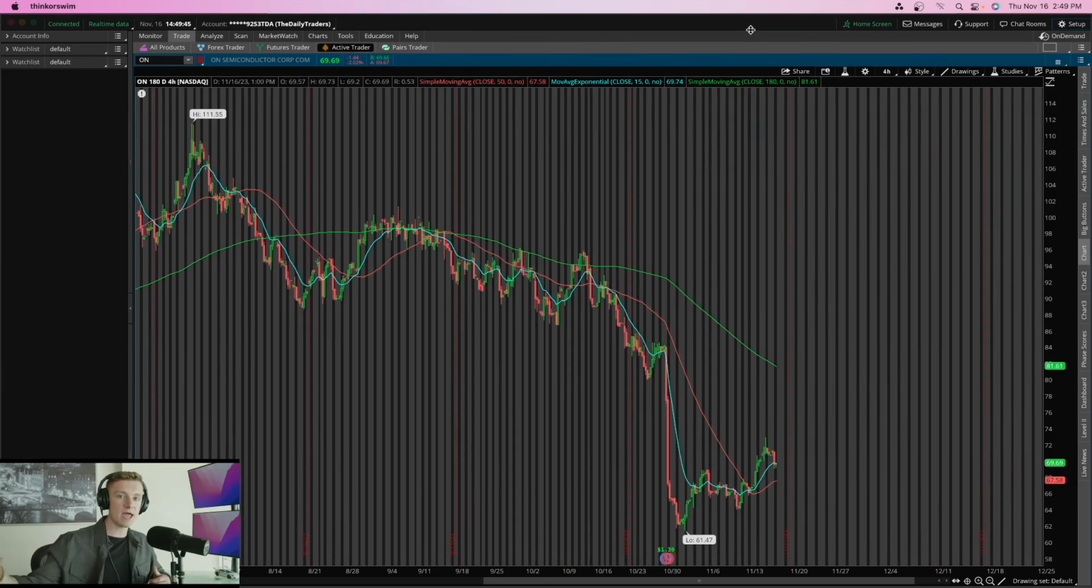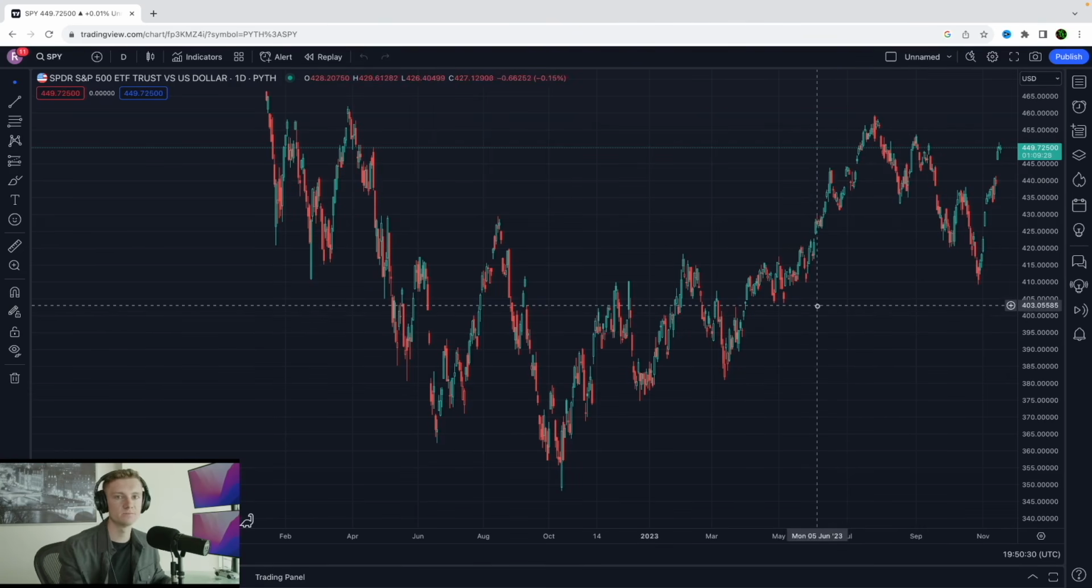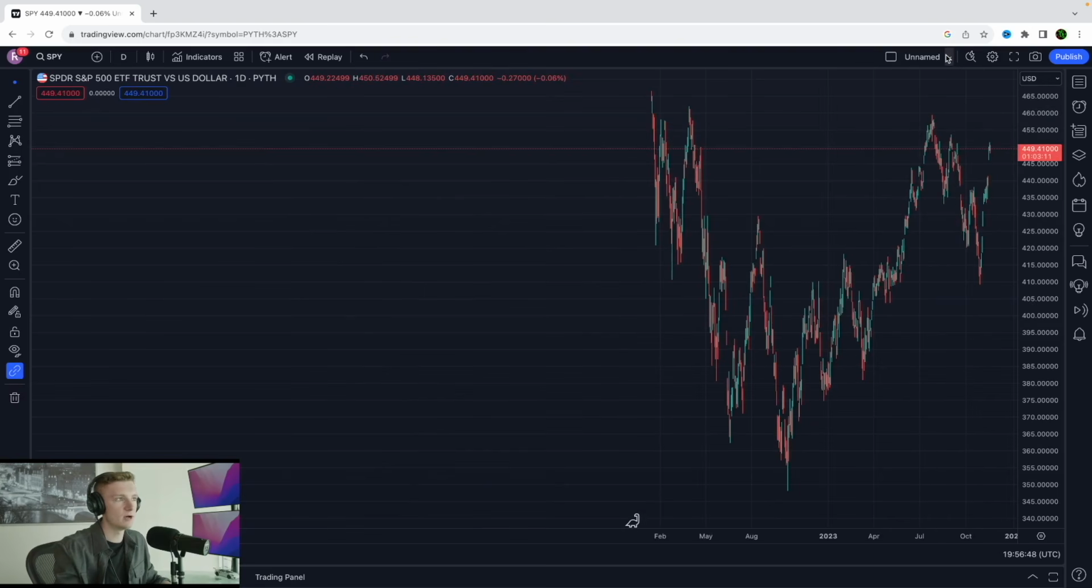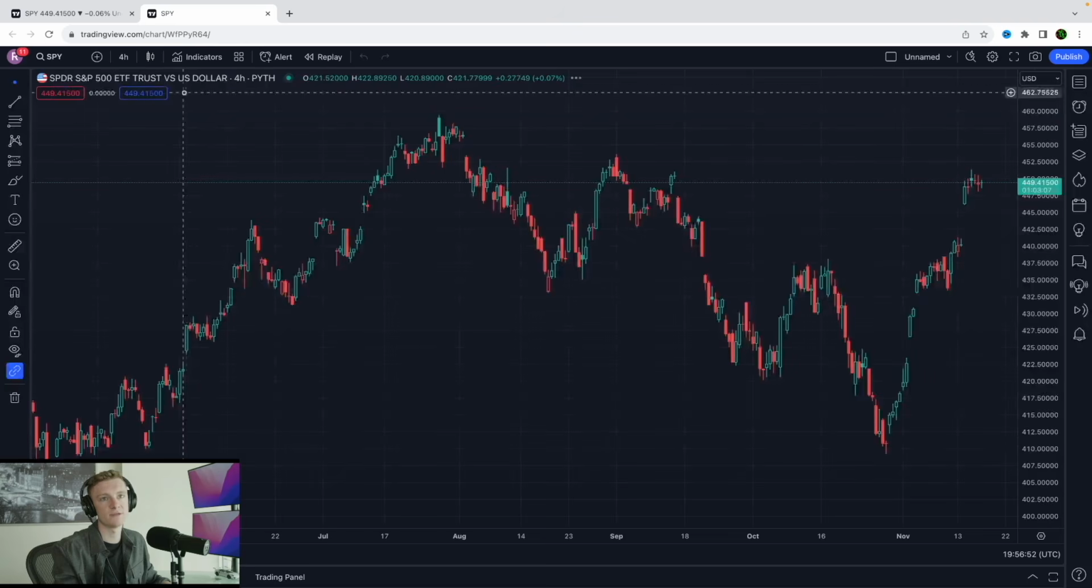So now let's head over to TradingView. If you're going to be trading on TradingView, I need you to follow the next steps so we can make sure that your TradingView is set up just as my ThinkorSwim is set up. So then you're going to have no issue following along in the curriculum. So go up to this little toggle right here, hit new layout. I just want to make sure we're all on the same page.